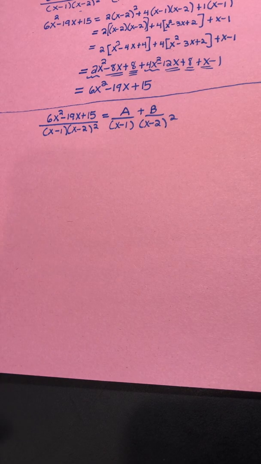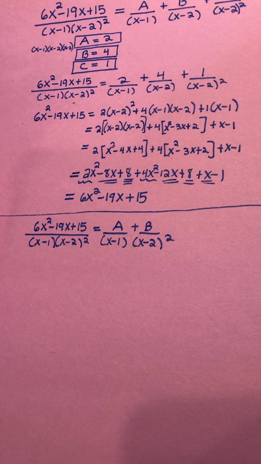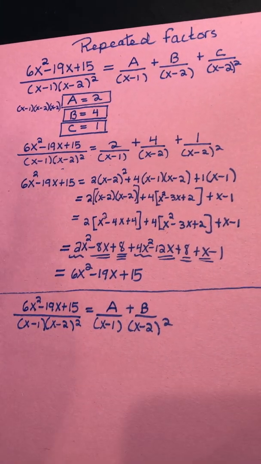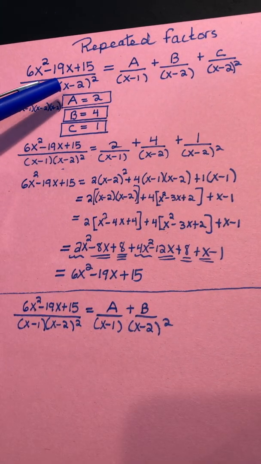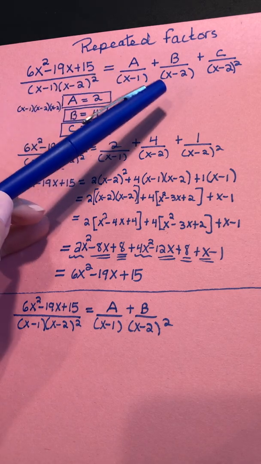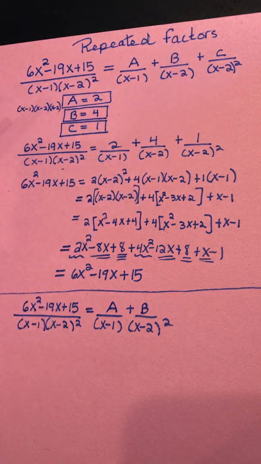Welcome to Repeated Factors Part 2. In the last video, we set up the partial fraction decomposition and used the repeated factor formula. We had x minus 2 squared. It was a repeated factor, so we wrote it once to the first power and a second time to the second power. And we realized that even though that method was kind of not intuitive, it actually does work, okay?